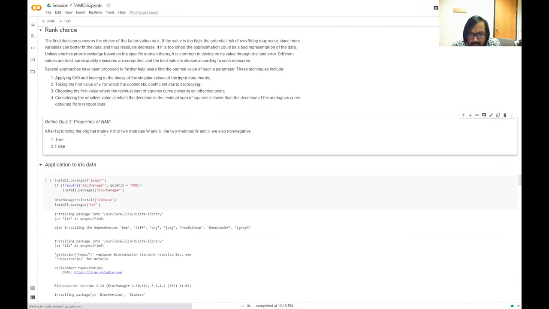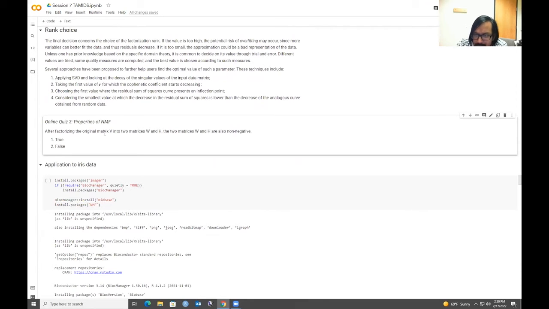Next, we are going to do a little quiz before we move on, where we are going to see if we remember the properties of non-negative matrix factorization. So here's a question. We're going to load this quiz and just try to remember: when we factorize the original matrix V into two matrices, are the two matrices W and H also supposed to be non-negative?